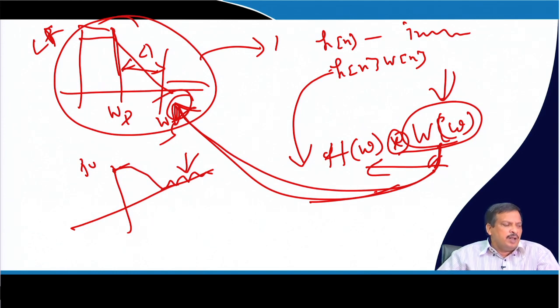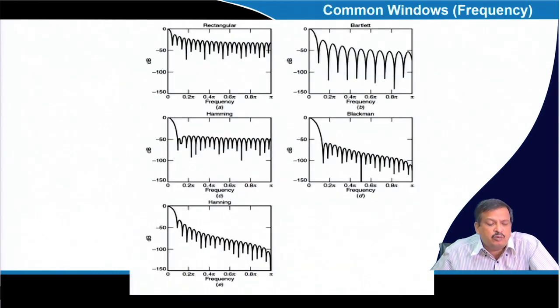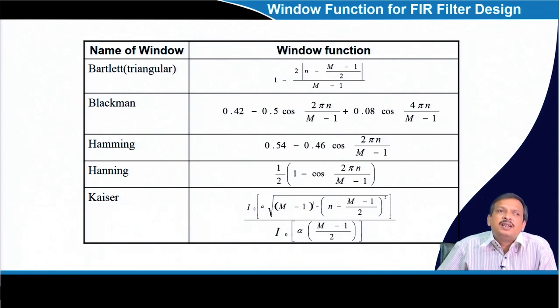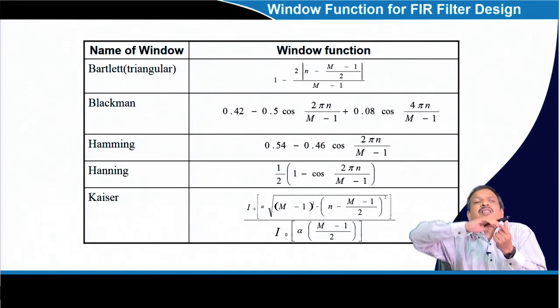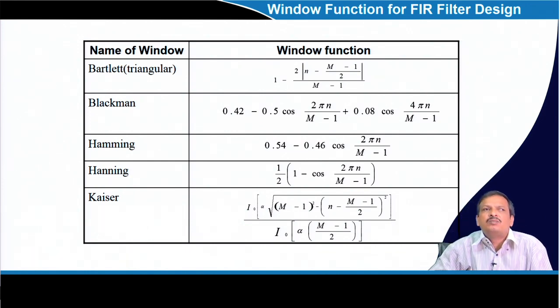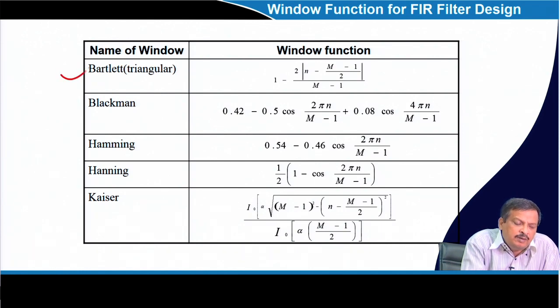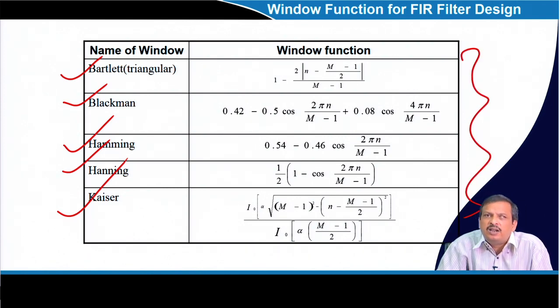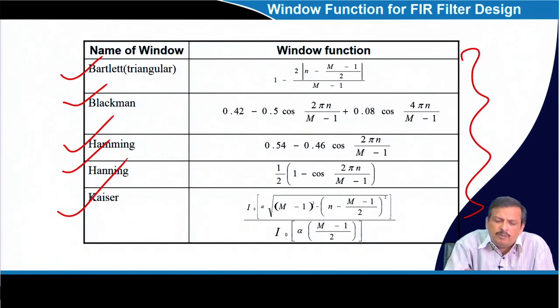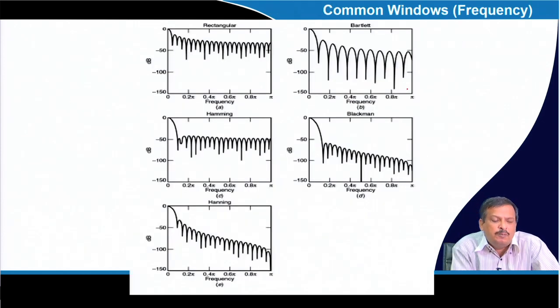That is why people have designed different windows for different purposes. Rectangular window: the main lobe width is small, but it has a lot of ripple in the side lobe. There are a lot of windows: Blackman window, Hamming window, Hanning window, Kaiser window. Those window functions I have already discussed during my discrete Fourier transform discussion, or STFT, when I talked about the STFT. And every window function has its own frequency response. That is nothing but W of omega.